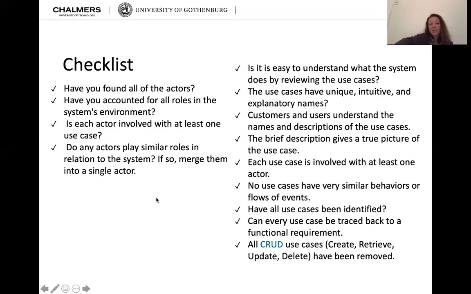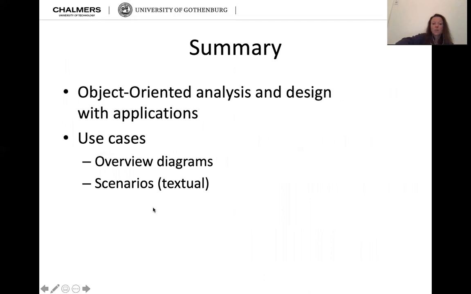Good, hope that gets you ready and hope you feel that that is getting you on the way for the task of just doing one of those overview diagrams and at least one more detailed scenario, and then reach out for feedback. So in summary, today we talked about Object-Oriented Analysis and Design with Applications by Grady Booch, Chapter 1. And we talked about use cases. We talked about how to do the overview diagrams and how to do the textual scenarios.